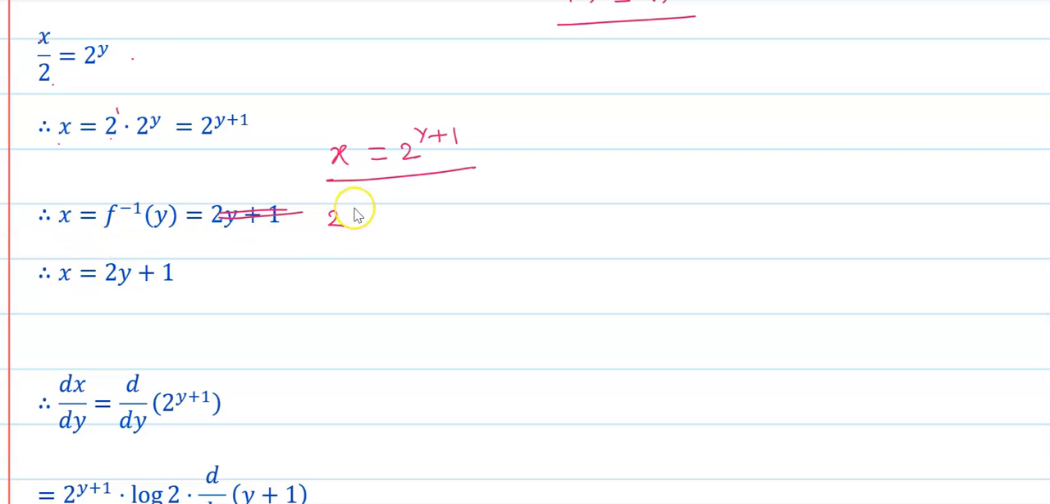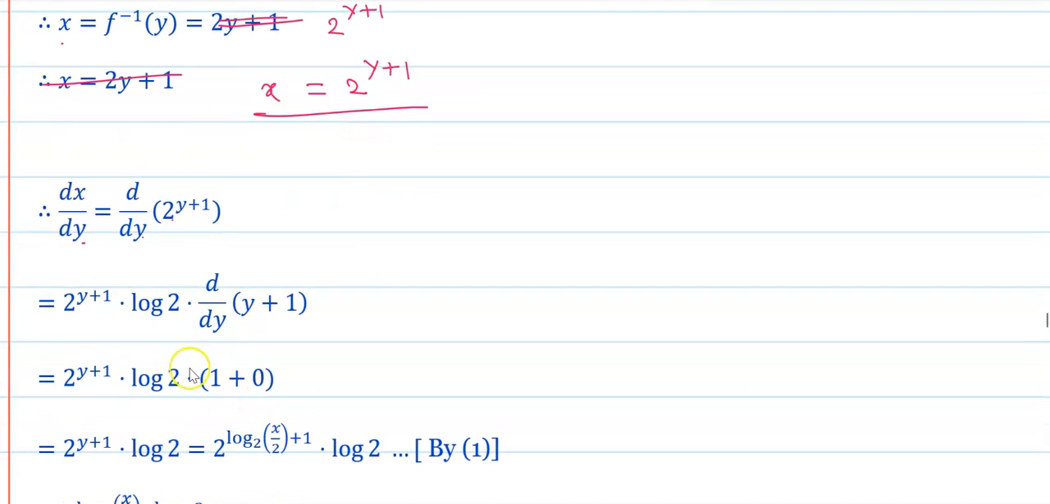Again I am repeating here. x is equal to 2 raised to y plus 1. Now differentiate this with respect to y. dx upon dy is equal to d/dy of 2 raised to y plus 1.